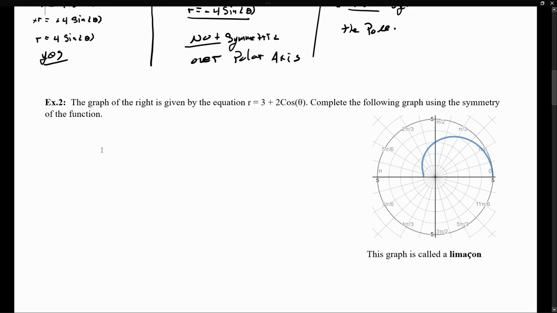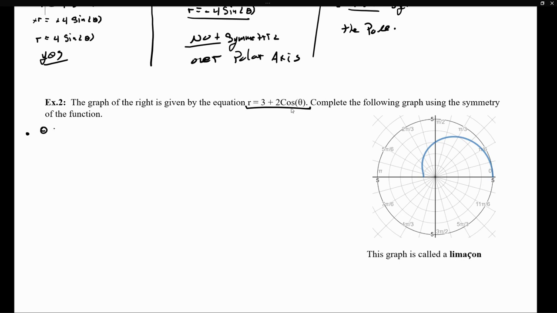So now under example 2, it states the graph on the right is given by this equation, r equals 3 plus 2 cosine of theta. And now what we want to do is complete the following graph using the symmetry of the function. So this is kind of like a piece of a graph, and now we want to complete the actual graph. But in order for us to see, well, if I want to complete it, I need to see what's my line of symmetry.